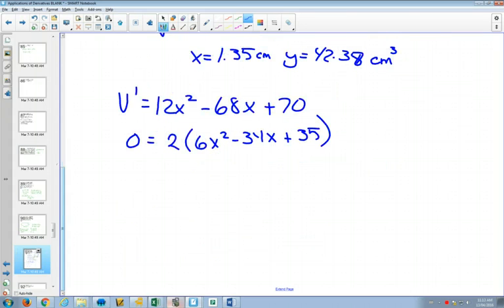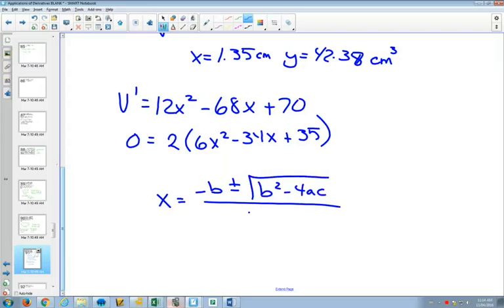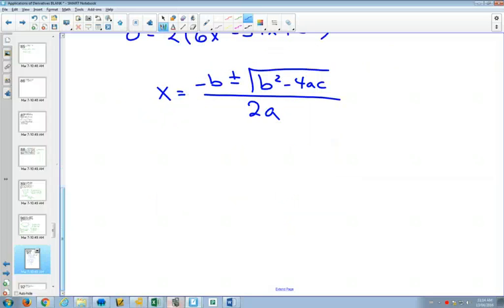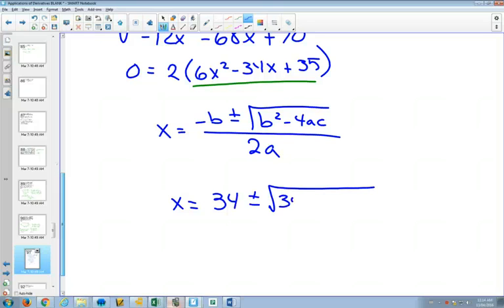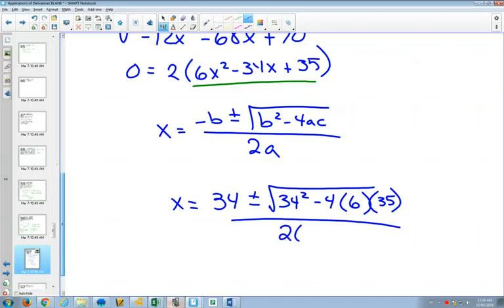So what do you do if you can't factor something? The quadratic formula. So again, you don't have a formula sheet, so this would be a thing that you would have to remember. Negative b plus or minus the square root b squared minus 4ac all over 2a. And using this factored amount right here, that would mean that my b is negative 34. My a value is 6. My c value is 35.